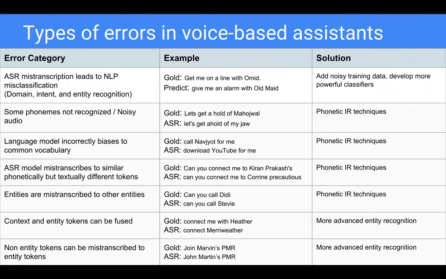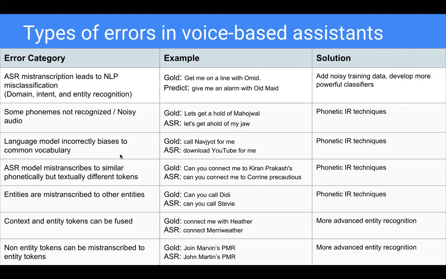Some of the phonemes are just not recognized. So for example, let's get a hold of Mahojwal. In this case, the ASR completely butchers the last few characters. So let's get a hold of my jaw, and wall is completely taken out. For these types of errors, you can use phonetic matching techniques that I'll be discussing.